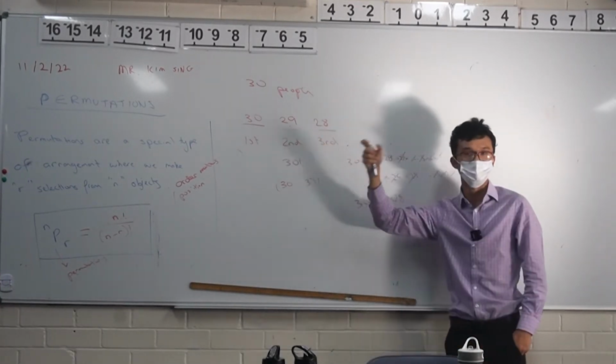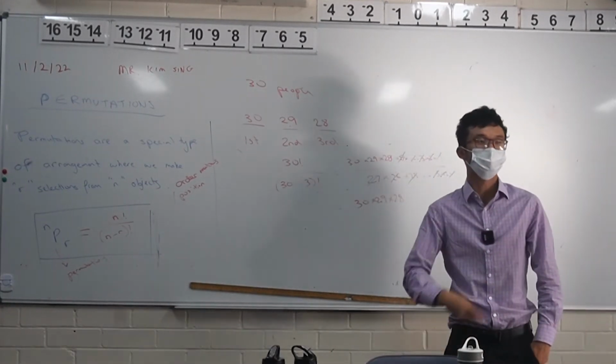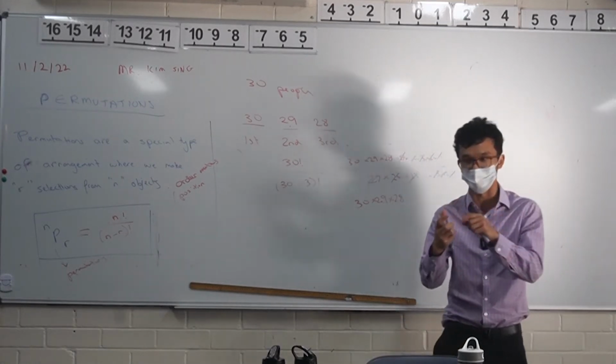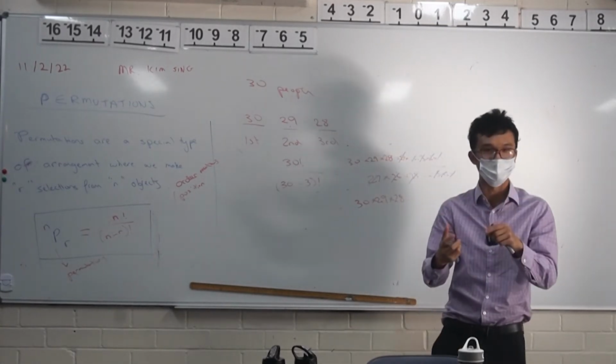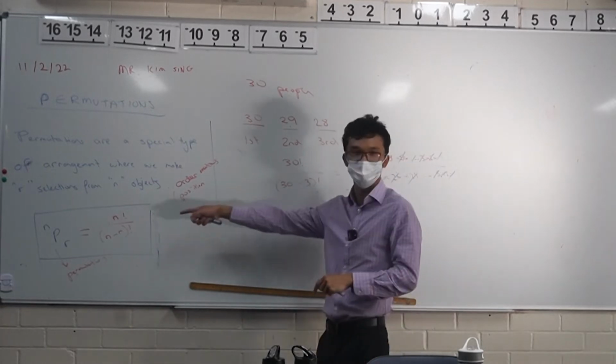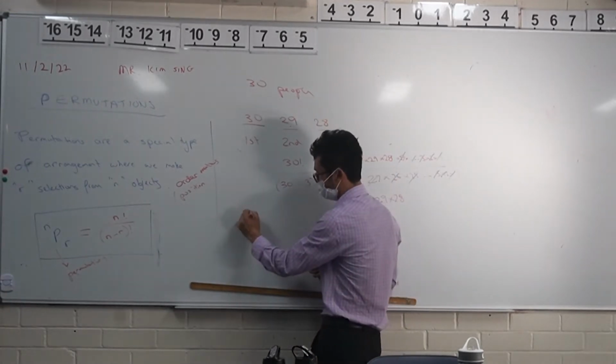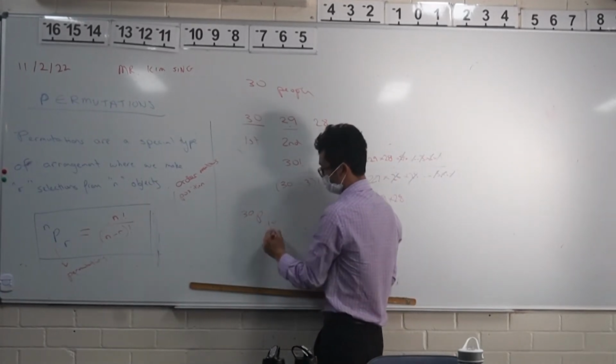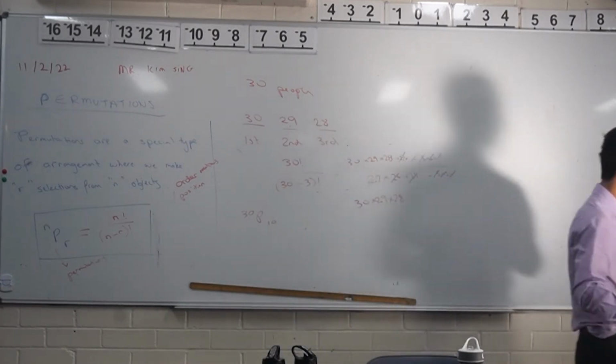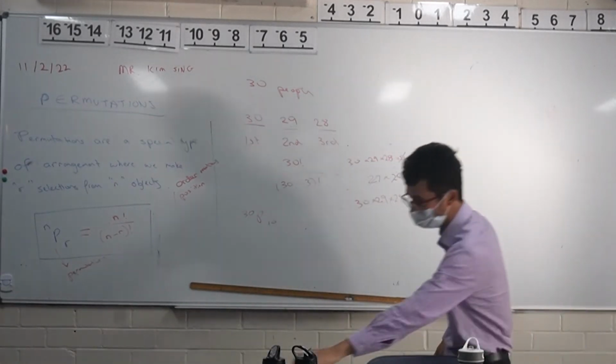For example, what if you had to make 10 selections? You don't have to do 30 times 29 times 28 all the way down. What could I just put in instead? I could just do 30P10. Now, the question is, how do you actually get 30P10?